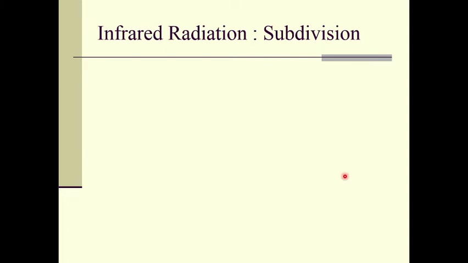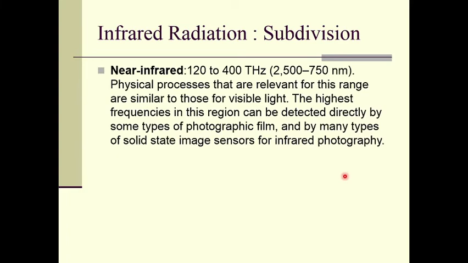The third type is near infrared, where the physical processes relevant for this range are similar to those for visible light. The highest frequencies in this region can be detected directly by some types of photographic film and by many types of solid state image sensors for infrared photography. This near infrared part falls near the visible radiation, and therefore it can be easily detected by using some simple techniques.